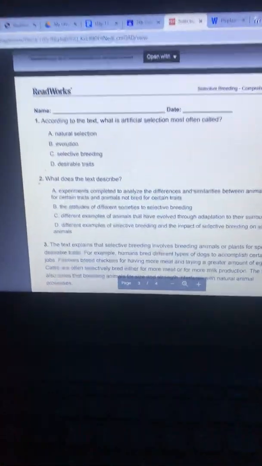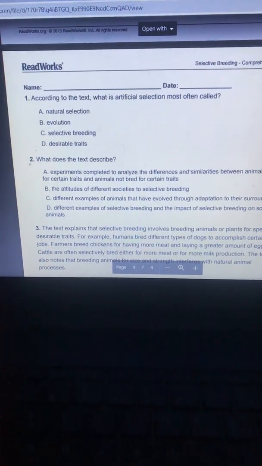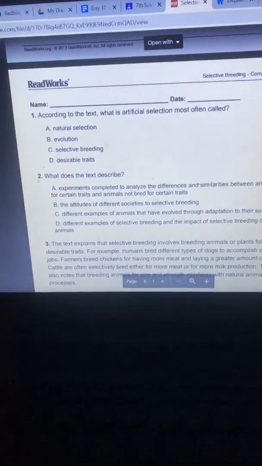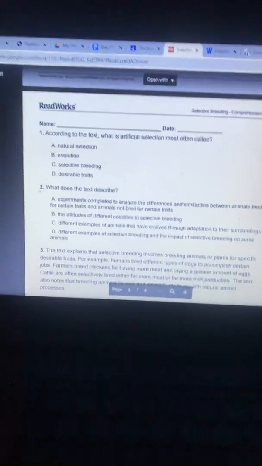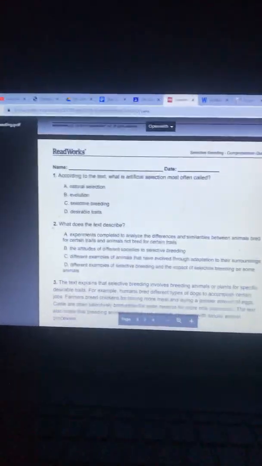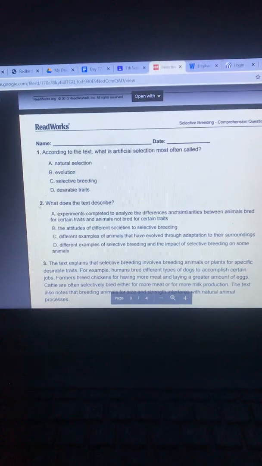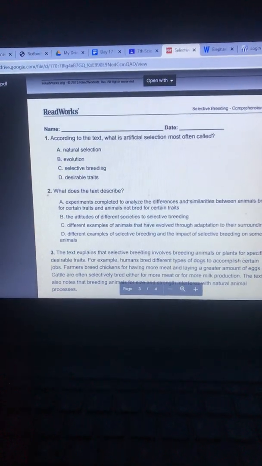Okay, according to the text, what is artificial selection most often called? Natural selection, evolution, selective breeding, or desirable traits? Okay, I think if you were listening at all to that article, you should be able to answer that one, but if not, I would go up to the beginning of the article, the first paragraph.